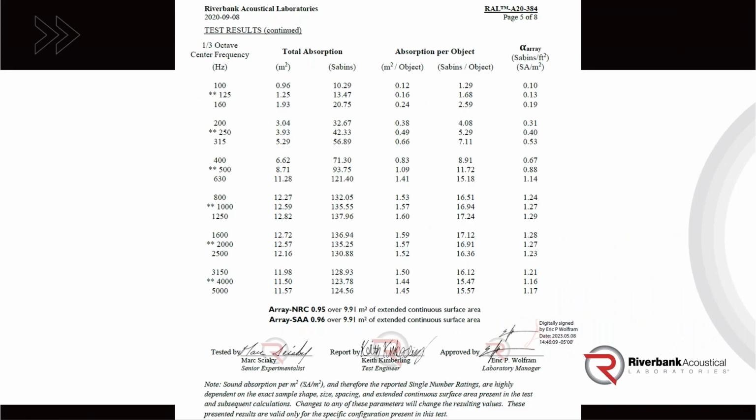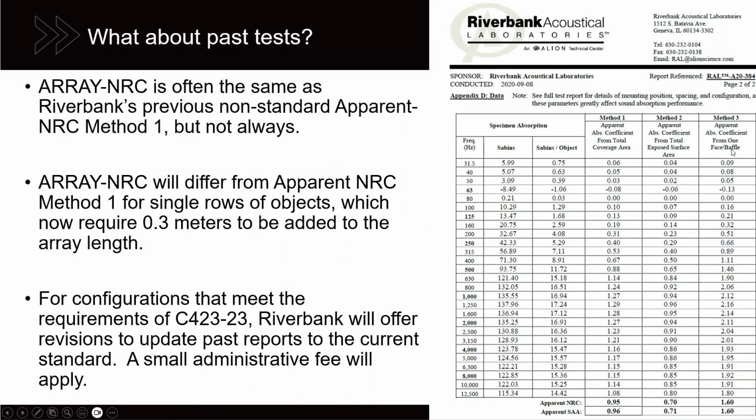If you were to try to calculate sound absorption coefficients from, let's say, one face of the baffle, you get an exaggerated coefficient value because the area value you're using, the area for the sound absorption per unit area, is frankly too small. It's smaller than the area that sound sees. So that gives these inflated NRC values. Like our old reports had apparent method 3, apparent NRC based on one face. So this is basically an unfair comparison.